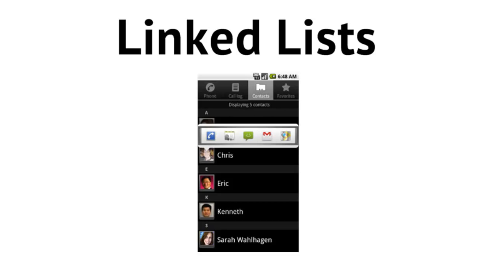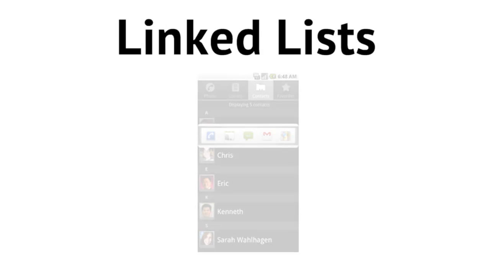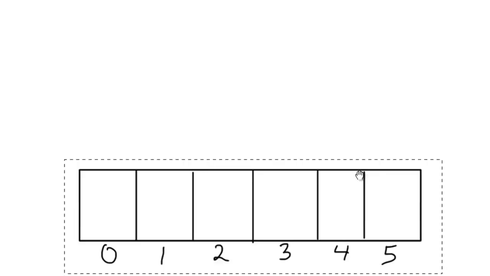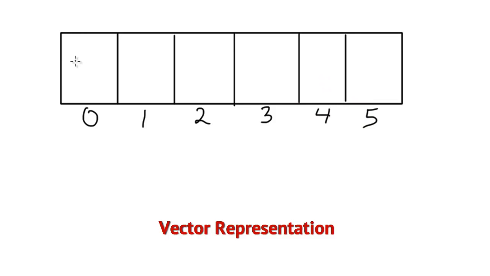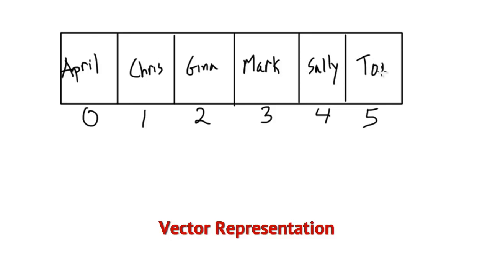And initially, instead of using a linked list, which is the main data structure we're going to talk about in this video, I first wanted to talk about representing it using a vector. So initially, we'll say that we have a vector of size 6, and we have maybe 6 contacts that's able to fill up that vector. So we have maybe April is one of our contacts, we have Chris, we have, let's say, Gina, we have Mark, we have Sally, and the last one we'll have is Tom.